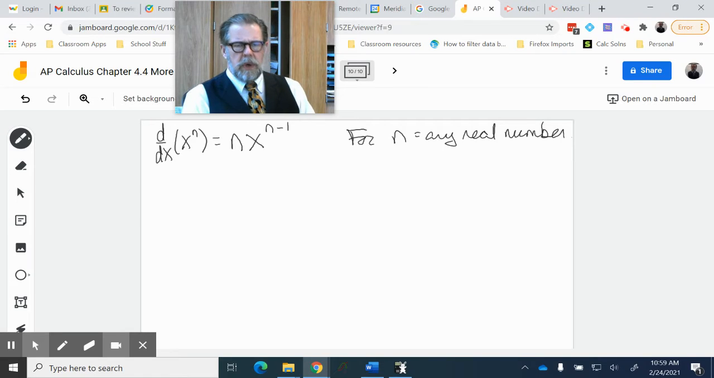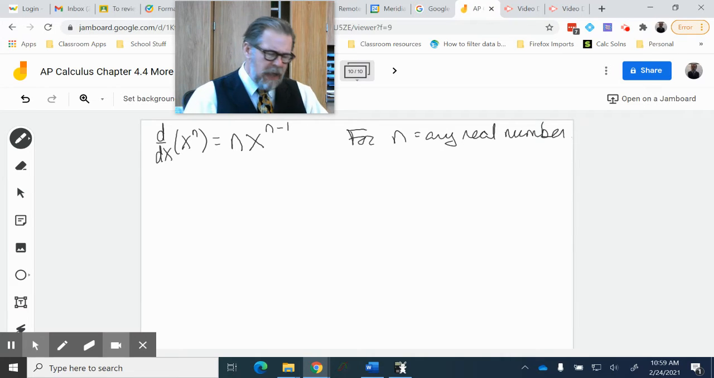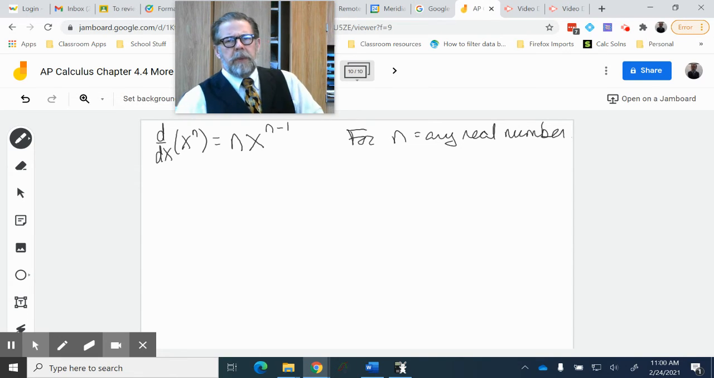Okay, so the power rule: the derivative of x raised to some power n is equal to n times x to the power n minus 1. We've been using this all the time. We use it a lot. We have proved it, starting with whole numbers, then integers, and then rational fractions. And what we're going to do now is prove that it works for any real number.